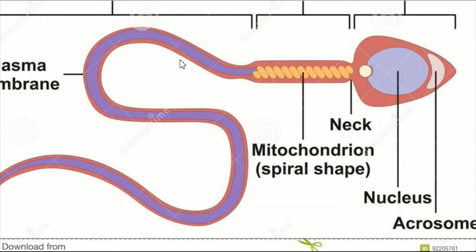And then lastly, we have the tail. The tail, as you know it in aquatic animals, is used for swimming around. So the tail of this sperm cell allows it to swim from the male reproductive system into the female reproductive system and eventually reach the egg cell, so that fertilization can occur.